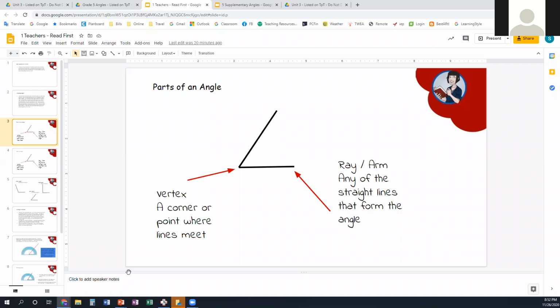When we're talking about the parts of an angle, we're talking about two distinct parts. We're talking about the vertex, which is a corner or point where the two lines meet, and we're talking about the ray or arm, and you're going to hear it called both. That's any of the straight lines that form the angle, and it usually comes from the vertex. Sometimes it comes from two intersecting lines, but we're not going to see that yet.